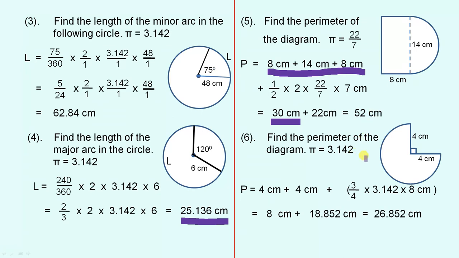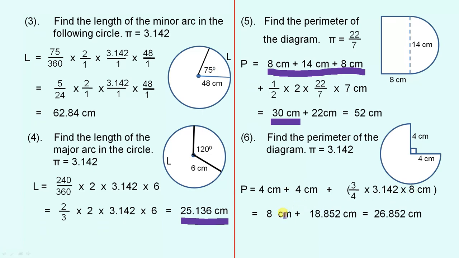Finally, find the perimeter of the diagram. Pi is 3.142. That's 4 centimetres, that's 4 centimetres, which is actually each of those will be the radius of that circle, or 3/4 of a circle. So the perimeter will be 4 plus 4, so there we are there. And for that section there, since that's 90 degrees, that's 1/4 of the circle, so around here we have 3/4 of the circle. So it's 3/4 times pi d.